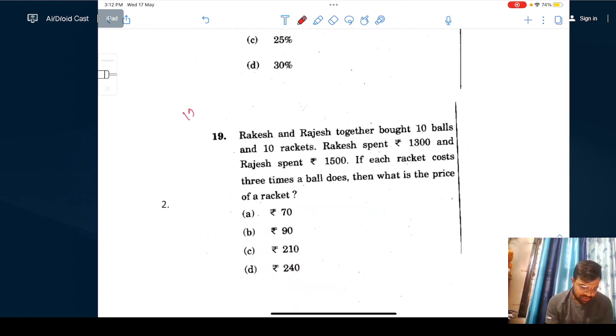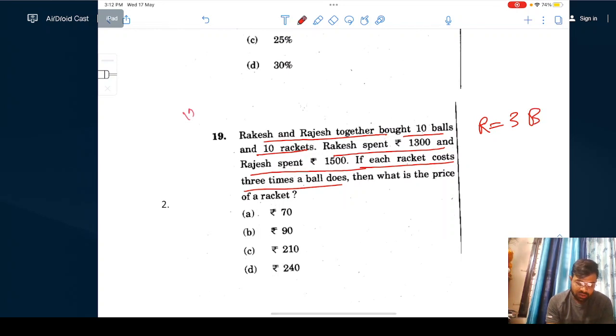Now second question. Rajesh and Rakesh bought together 10 balls and 10 rackets. Rakesh spent 1300, Rajesh spent 1500. If each racket costs 3 times the ball, so this is given, the racket is 3 times the ball. What is the price of the racket? Okay, so 10 balls plus 10 rackets is equal to the sum of these two. So 10B plus 10R is equal to 1300 plus 1500, 2800.